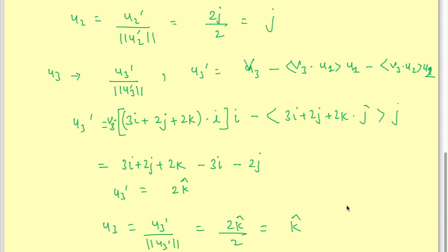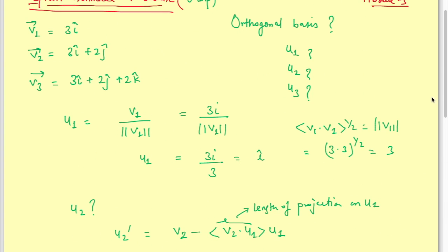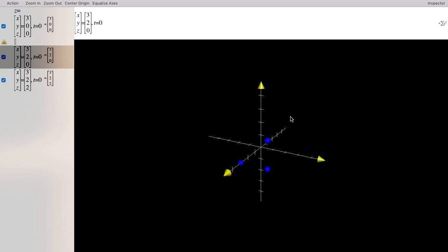So we have found our orthogonal basis from this Gram-Schmidt procedure. So how can we represent our vectors in the orthogonal basis functions, which are i, j and k in this case? So I had drawn a simulation for this. So I will show you here.